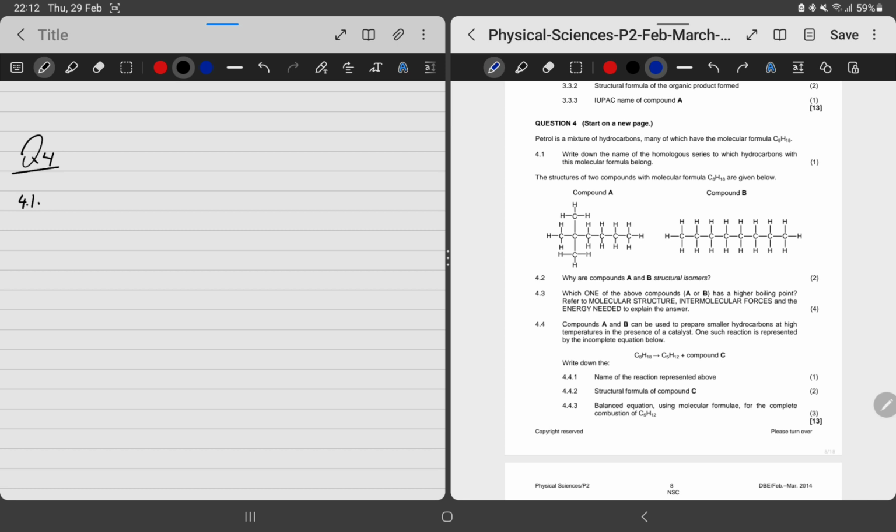4.1. So you can see there that you have 2 more, it's 2n plus 2. So it looks like this. Let me just write it down. Here you have C8, and then there you have 8 times 2 plus 2. So this is 16 plus 2, which gives you the 18. And this general formula, it belongs to what? To alkanes.